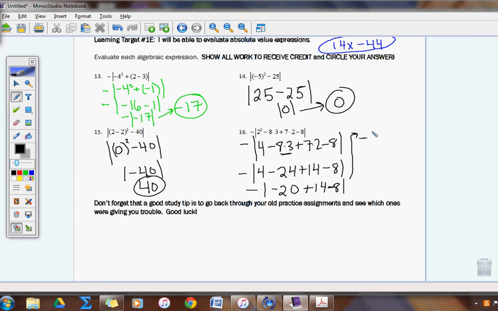And then running out of a little bit of room here. Still negative on the outside. Left to right. Negative 20 plus 14. Negative 6. Minus 8 stays out there. All right, opposite of minus 6 minus 8 makes negative 14. Absolute value. What is the absolute value of negative 14? That's the distance. Negative 14 is from 0, which is 14, but the opposite of that. So the final answer is negative 14.